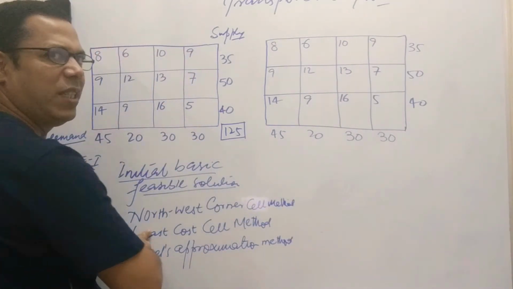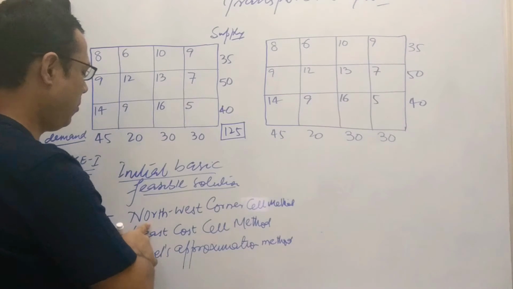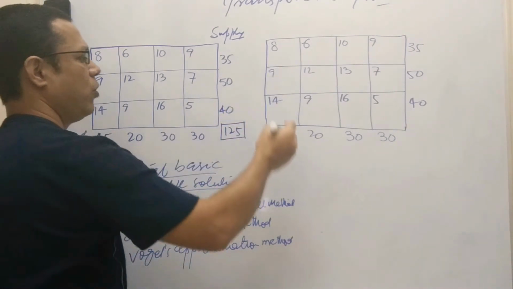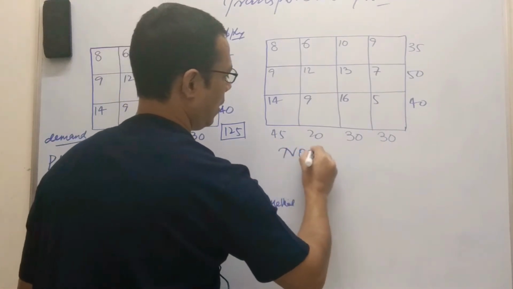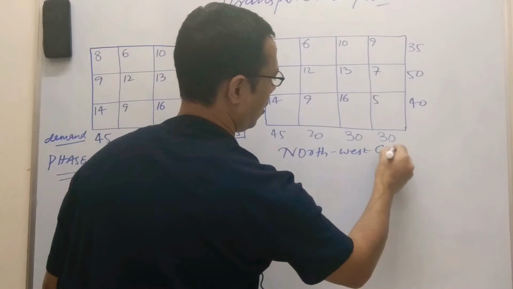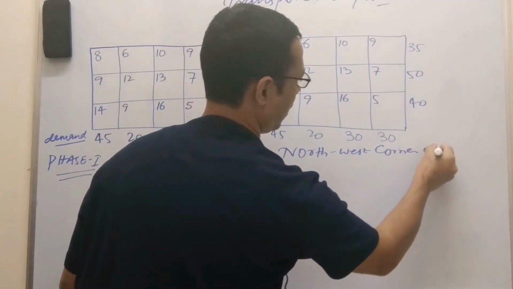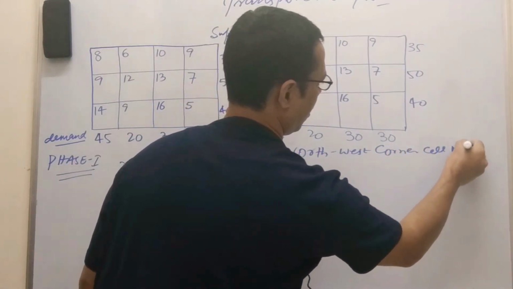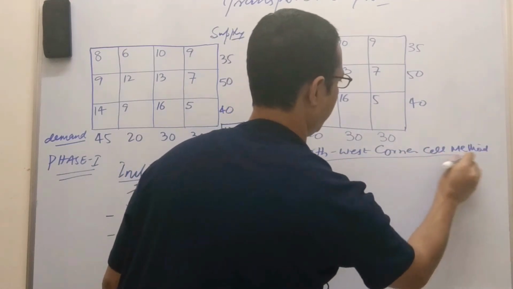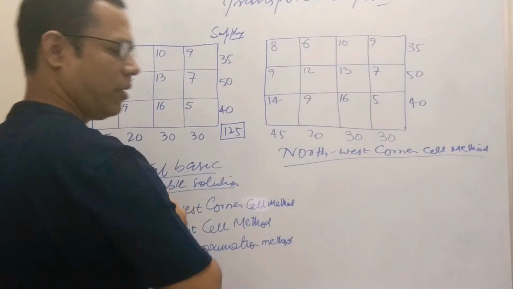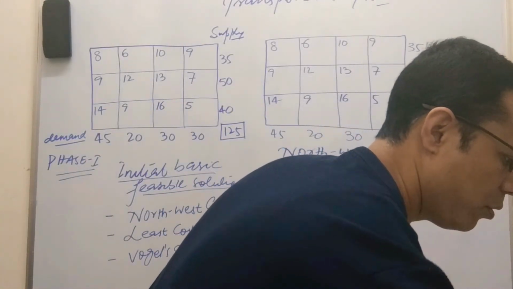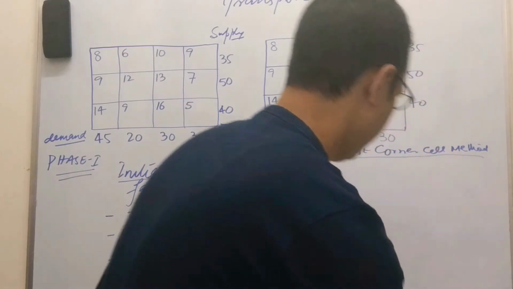The northwest corner cell method is a very easy method, one of the easiest methods. Then we move one by one to solve. So now I am going to apply the northwest corner cell method to get the initial basic feasible solution. It is very simple to apply, a very simple approach.